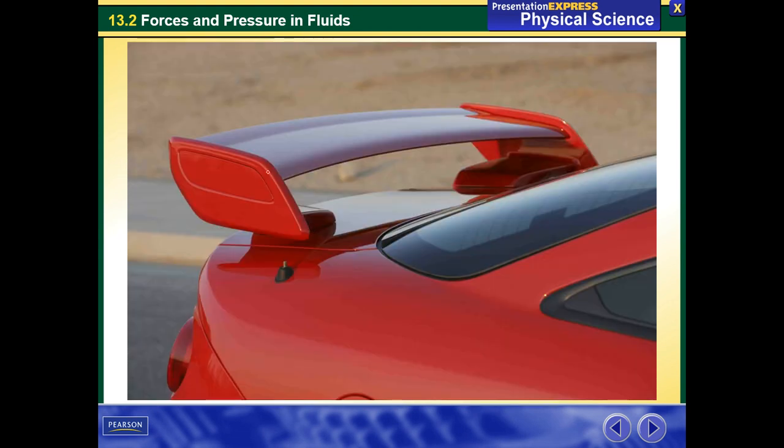So spoilers are created and shaped in a way in which we have high speed below the spoiler, which creates low pressure. And then above the spoiler, we have low speed of the air or fluid moving, and this creates a high pressure. Well, remember, pressure wants to go from high to low. So air is actually going to push down on the spoiler. That's going to push your tires down better on the ground and create better traction.